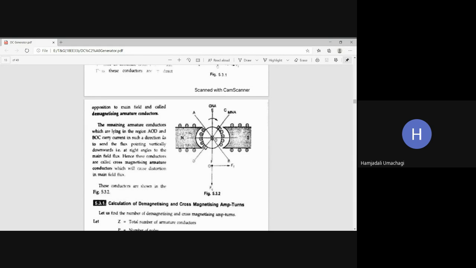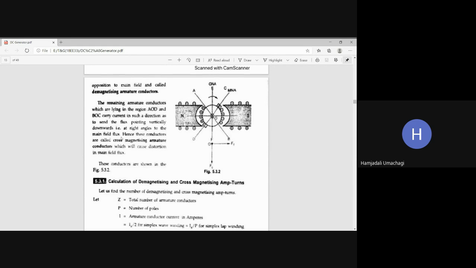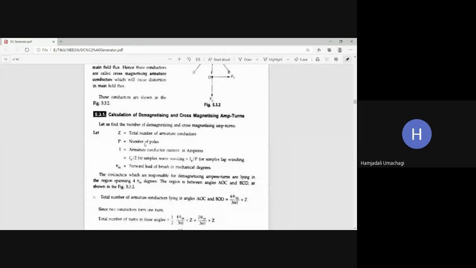And then P is equal to the number of poles, and I is equal to the armature conductor current in ampere, and this current I is equal to IA by 2 for simplex wave winding. If the armature winding is made up of wave winding, then the current value is given by IA by 2, and if it is made up of simplex lap winding, then I is equal to IA by P. If it is lap, it is IA by P. If it is simplex wave, then it is IA by 2.